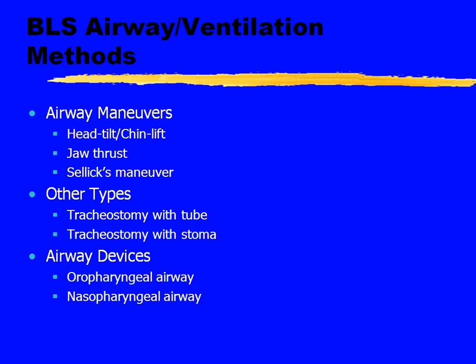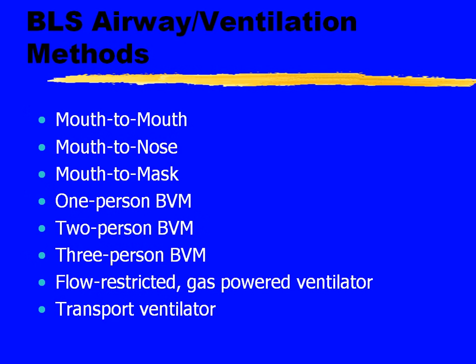BLS maneuvers, obviously head tilt, chin lift, jaw thrust. They're traumatic. Sellick maneuver, we're going to include the esophagus. Other things you have to worry about: tracheotomy with the tube and tracheostomy with a stoma. Tube is easy. We can attach a BVM to it. Everything works. The stoma, we just have to put the mask over it and ventilate that way. The problem is keeping their mouth closed, because air is going to go past least resistance, going in two directions at that point. Oral pharyngeals, nasopharyngeals, you guys are familiar with that, I assume. Other BLS methods: mouth to mouth, mouth to nose, mouth to mask.